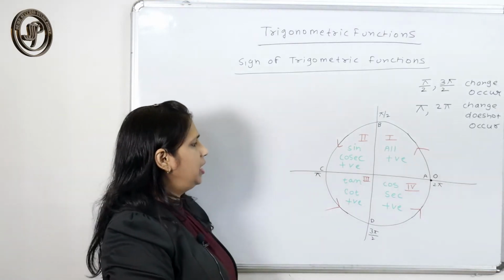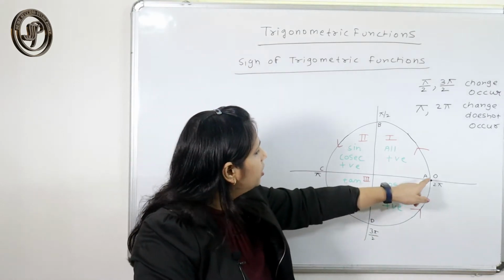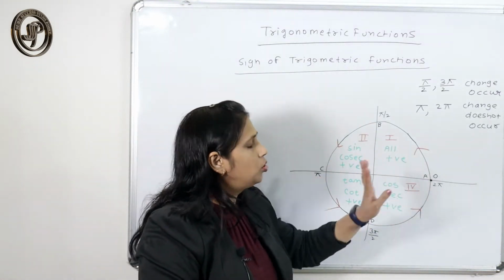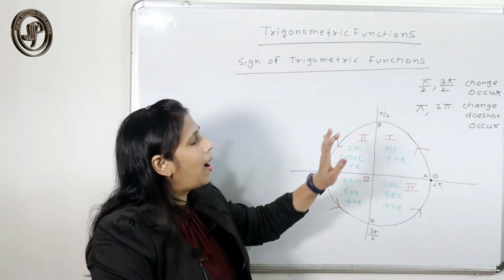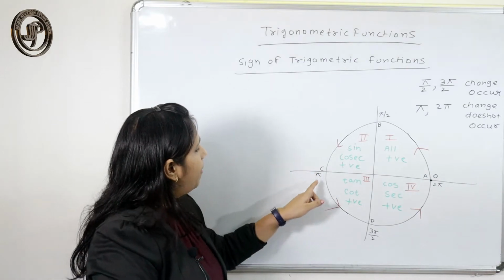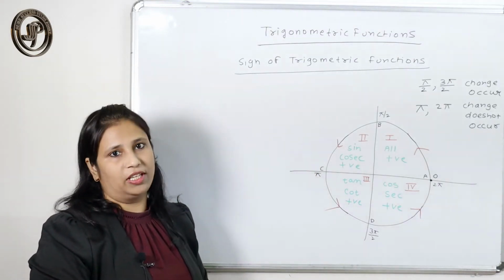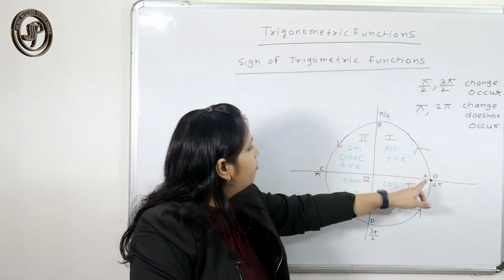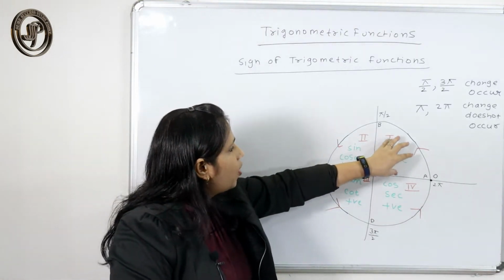So if you see, your cos is positive from 0 to pi by 2 and then from 3 pi by 2 to 2 pi. Your tan is positive from 0 to pi by 2 and then from pi to 3 pi by 2. That is the positive range of tan and cot. Your sine and cosec are positive from 0 to pi. Fine. So here all are positive.